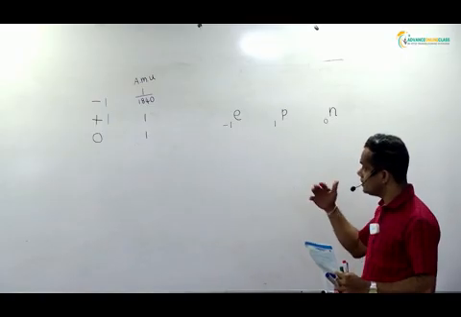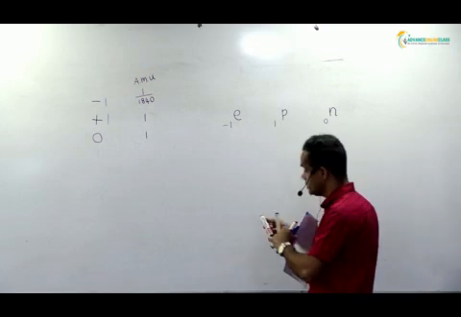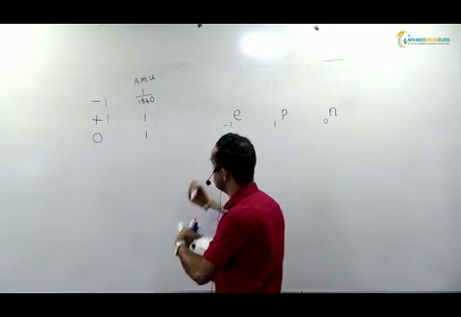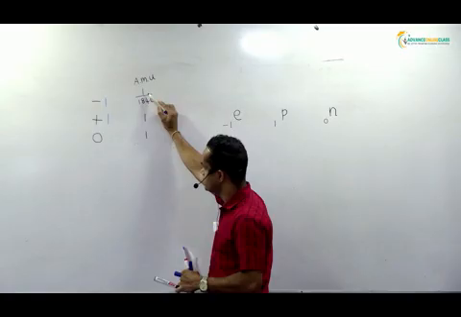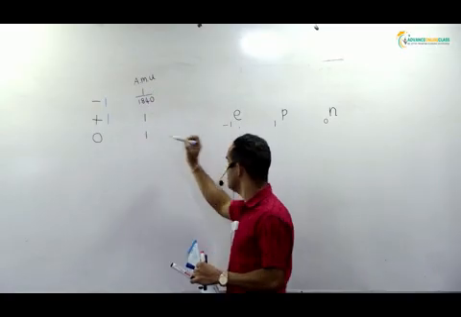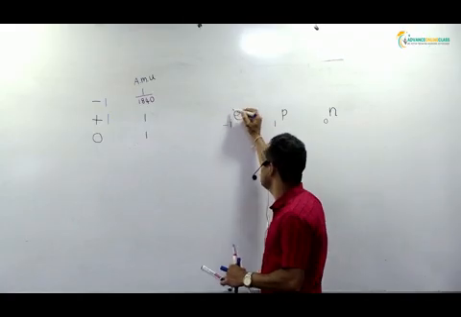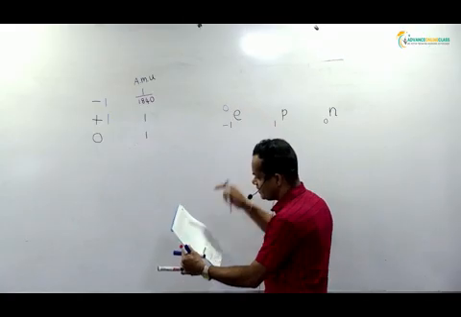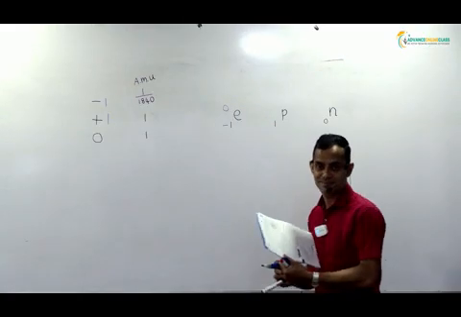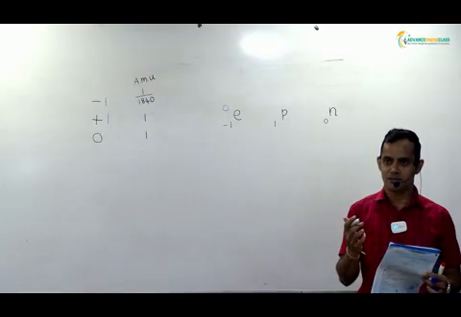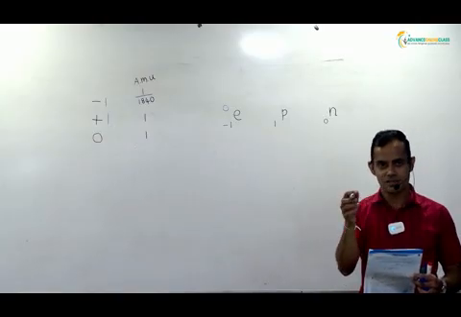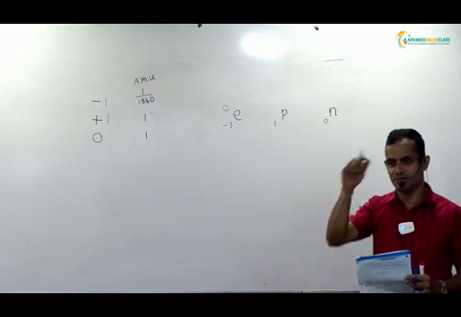And their relative mass, we write up, relative mass. Electron, this much, can't write even here. It is 0 point something. Mass of electron is 0.000 something, so we write 0. That's why for electron you get 0 there.